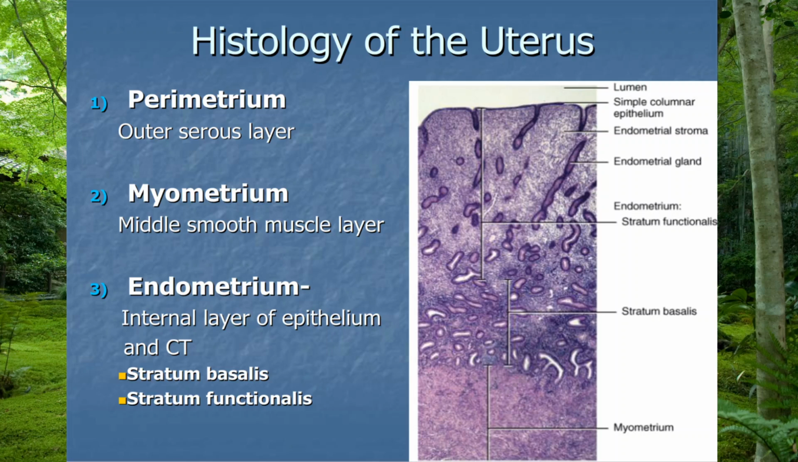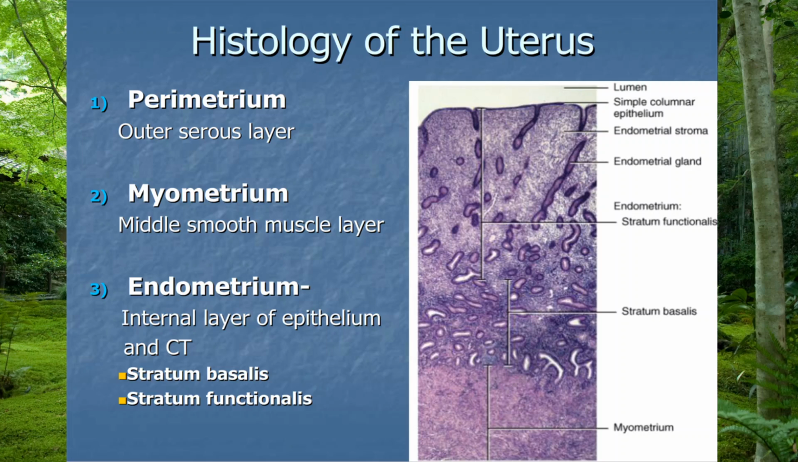Now, deep to the perimetrium, we're going to find a middle layer called the myometrium. Remember that myo means muscle, and so the myometrium is going to be composed of a very thick layer of smooth muscle. And this smooth muscle is important because it's going to help us to expel the fetus at the end of pregnancy. And so those contractions that a new mother feels during birth are due to muscular contraction of the myometrium. And finally, the internal layer is called the endometrium.